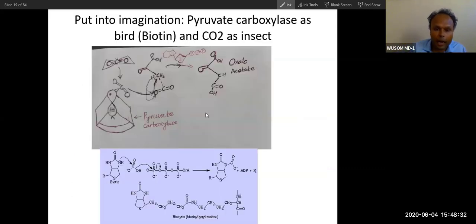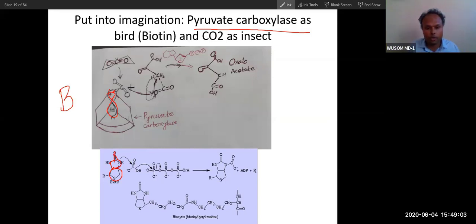Now let's see the pyruvate carboxylase reaction, just to repeat that. Pyruvate carboxylase is a biotin-containing enzyme. B for biotin. The structure of biotin is also like a B, like a bird with one beak. This bird will catch this insect, feed pyruvate, and convert it into oxaloacetate. You can remember it that way, just to induce your imagination. So pyruvate carboxylase carboxylates pyruvate and converts it into oxaloacetate.